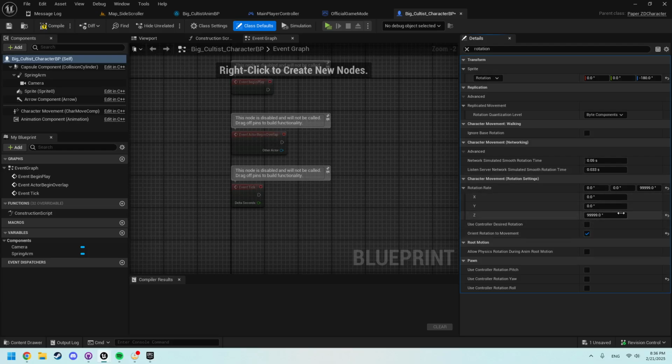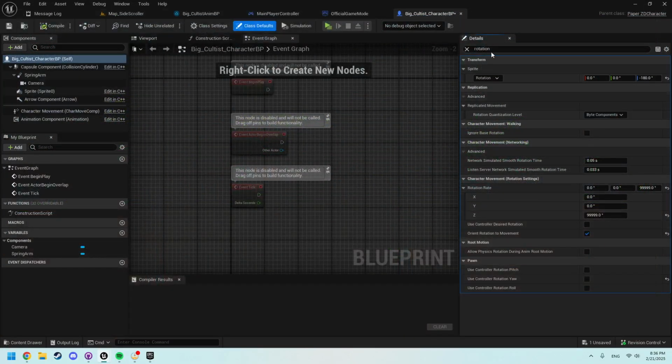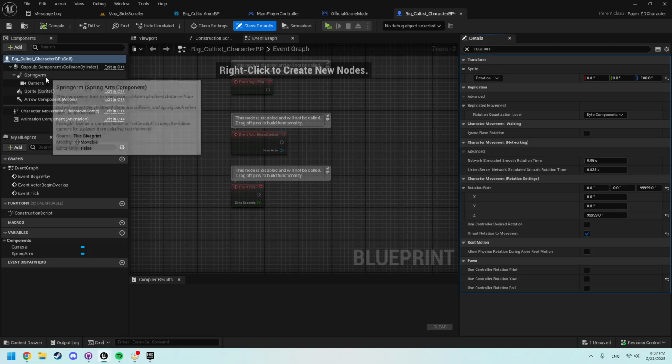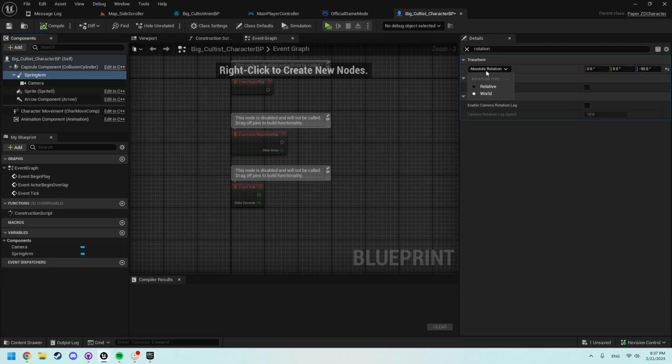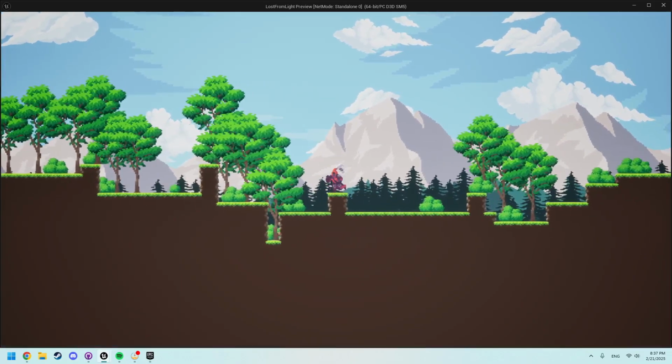And if you haven't seen the way that I orient my characters, it's by searching rotation in the character's blueprint, setting the rotation rate to something large like 99,999, checking orient rotation to movement, deselecting rotation yaw, and then setting the spring arm for the camera to have an absolute rotation, so a world rotation type. And that will allow us to have our character orient wherever we look.